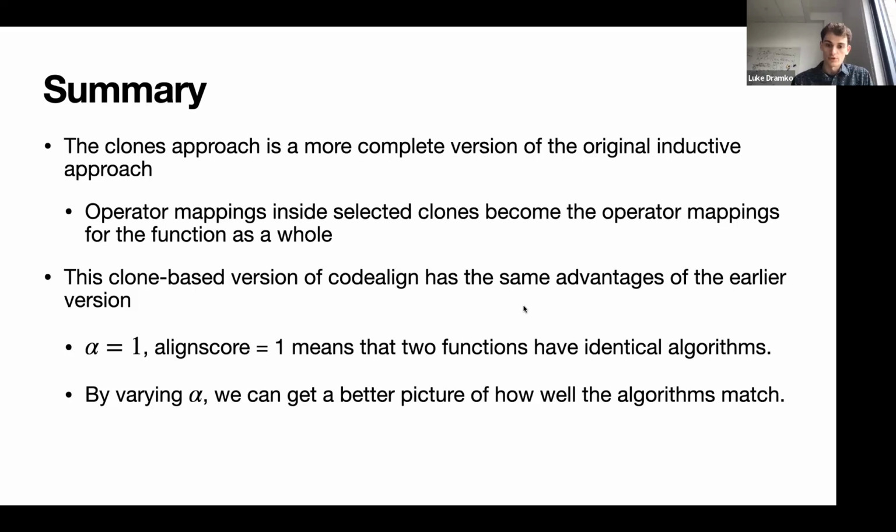This clone-based version of CodeAlign has the same advantages of the original version. So at alpha equals 1, align score equals 1, this means that two functions have identical alignments. And then by varying alpha, we can get a better picture of how well the two algorithms align, or how similar those two algorithms are.